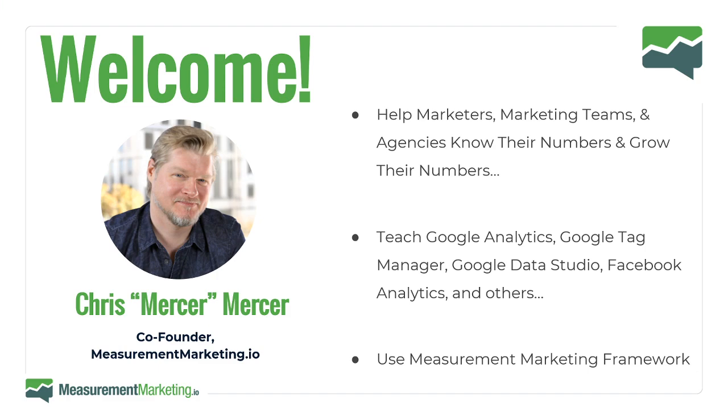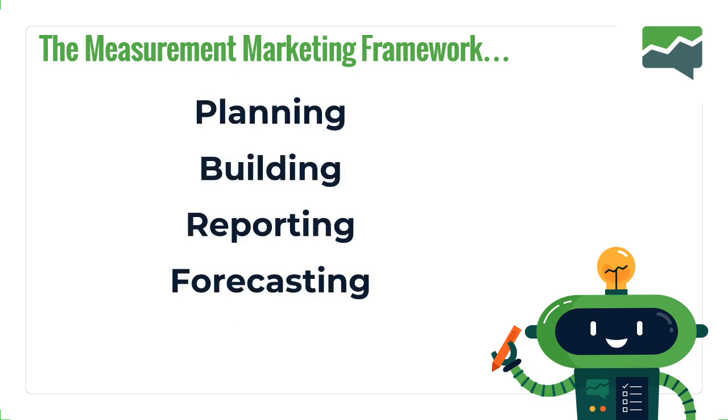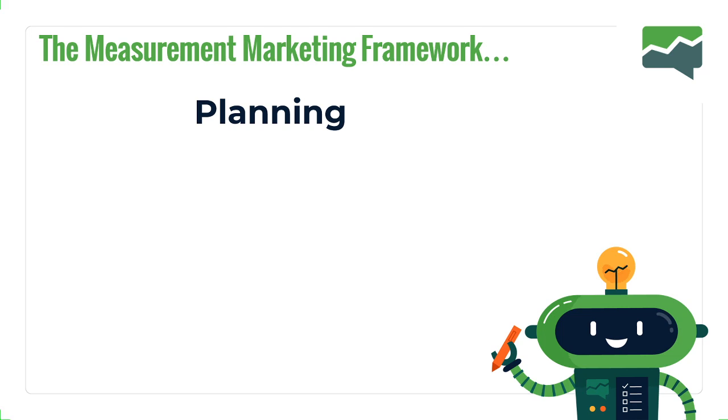And we do that using the measurement marketing framework. Now, we're going to cover this framework because it puts today's training in context. The framework is really 5 key pillars. There's planning, building, reporting, forecasting, and optimizing. So planning is where you figure out what's important to measure and what you're going to do with the stuff that you actually get from all those measurements.